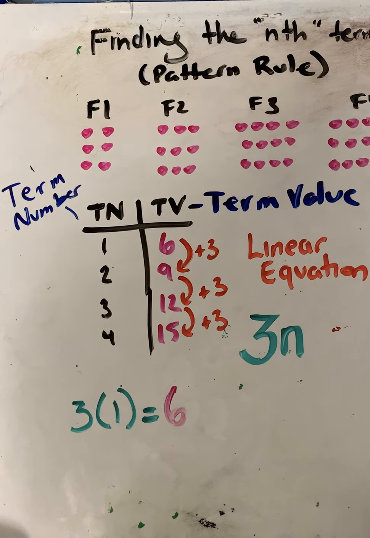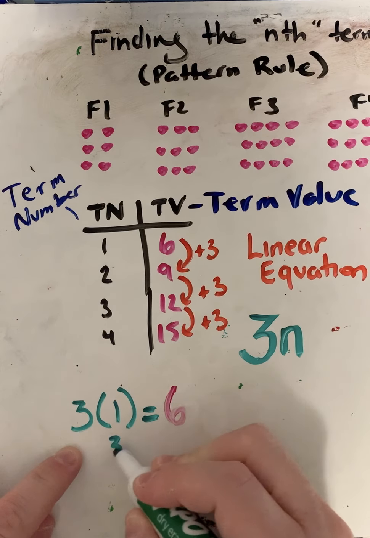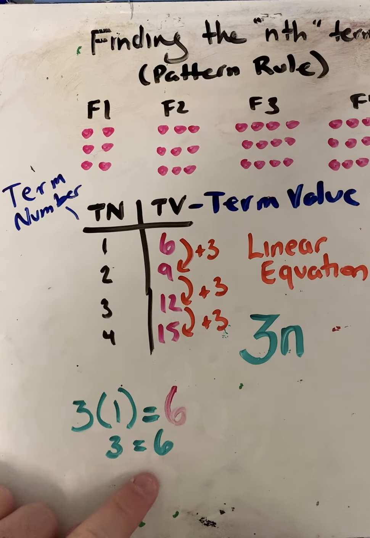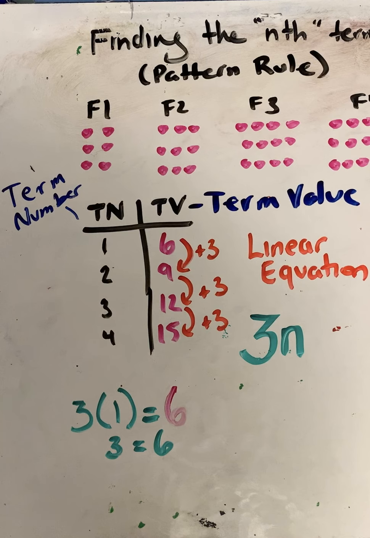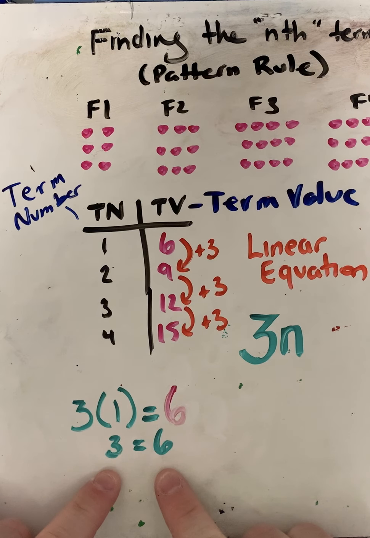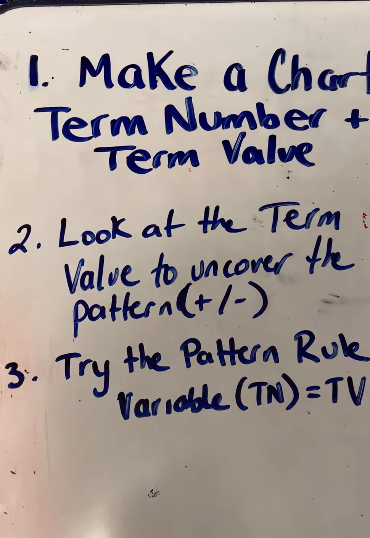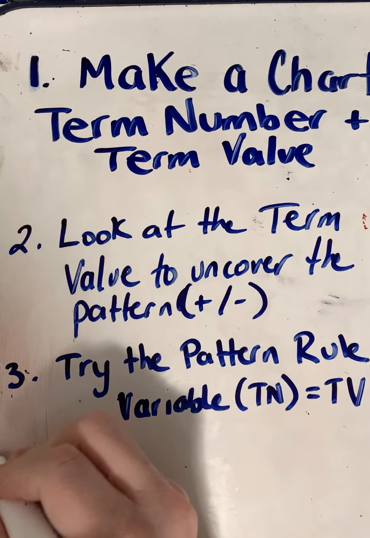So let's do the math. 3 times 1 is 3, and then we have 6 down here. 3 does not equal 6, okay? So if we reach a point like this, we know that this can't be the pattern rule. It's missing something, okay? So we're going to go back to our list of things to do, and we're going to come up with step 4.